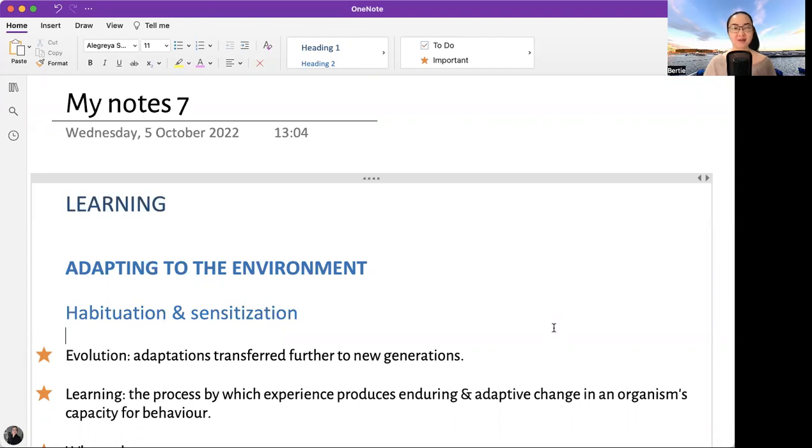Learning, adapting to the environment, habituation and sensitization. Evolution, adaptations transferred further to new generations. Learning is the process by which experience produces enduring and adaptive change in an organism's capacity for behavior.